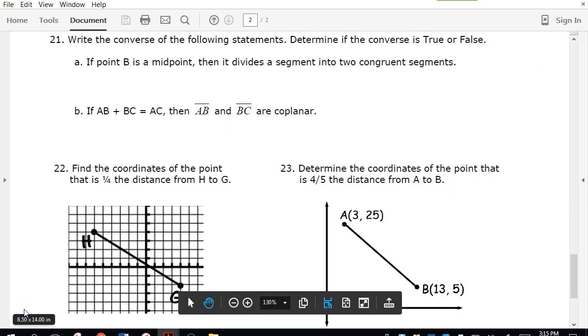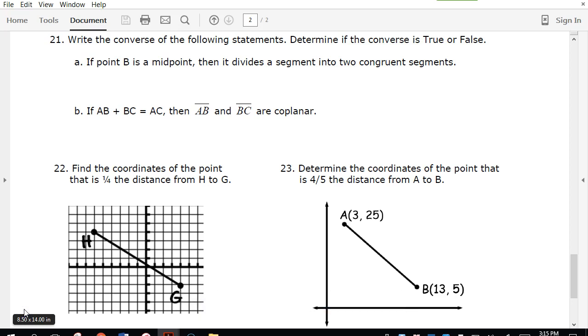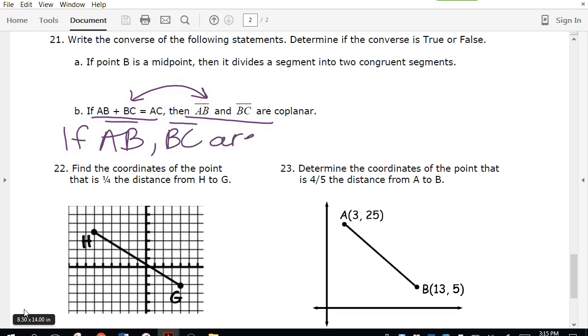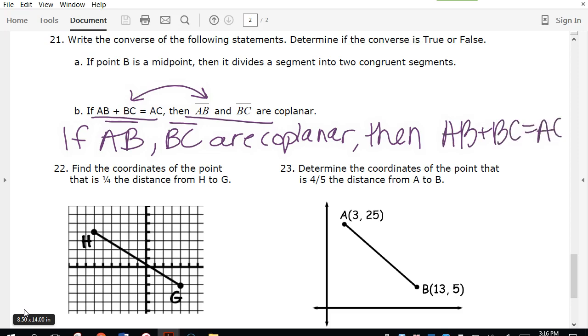Number 1. Write the converse of the statement and determine if it is true or false. Converse, reverse. So we're going to reverse the hypothesis and the conclusion. We're going to reverse, trade places. So if segment AB and segment BC are coplanar, then AB plus BC equals AC. Converse could be on the test. Converse means reverse.